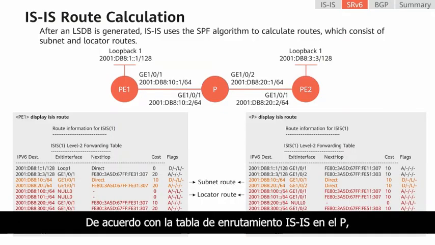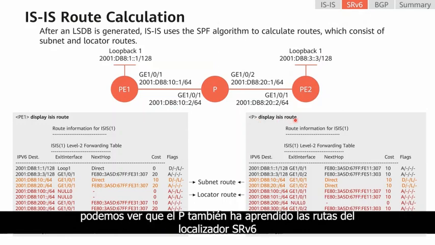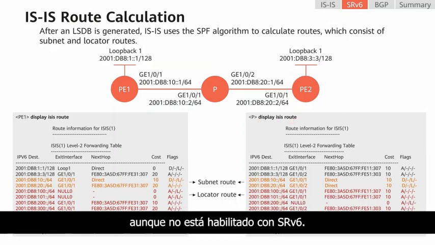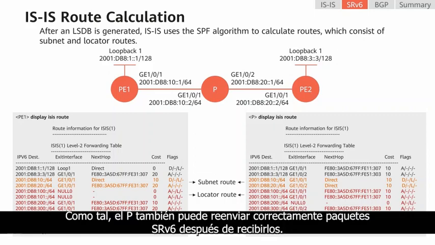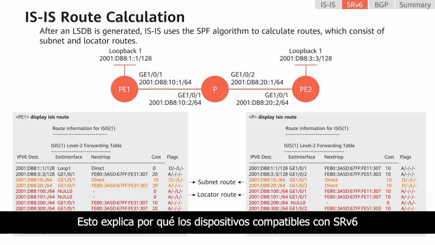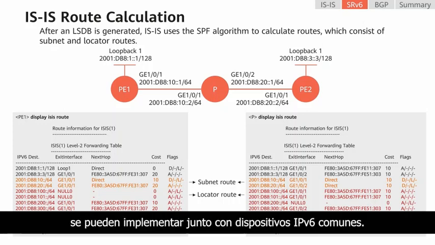According to the ECS routing table on the P, we can see that the P has also learned SRv6 locator routes even though it is not enabled with SRv6. As such, the P can also correctly forward SRv6 packets after receiving them. This explains why SRv6 capable devices can be deployed together with common IPv6 devices.